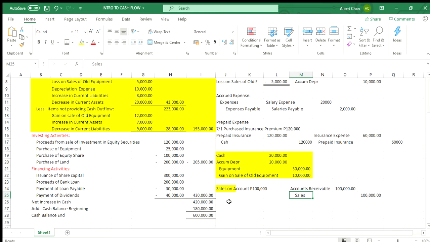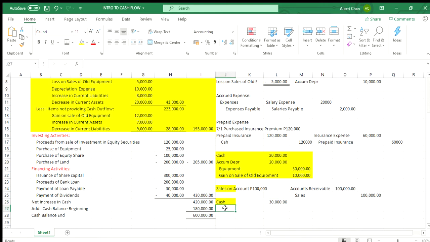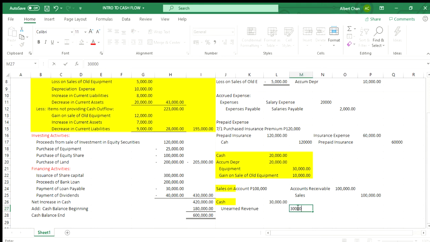How about decrease in current liabilities? One good example of that is unearned revenue. Let's say you receive cash in the beginning of the year, let's say 30,000. That will be credited as unearned revenue. Unearned revenue is a current liability.